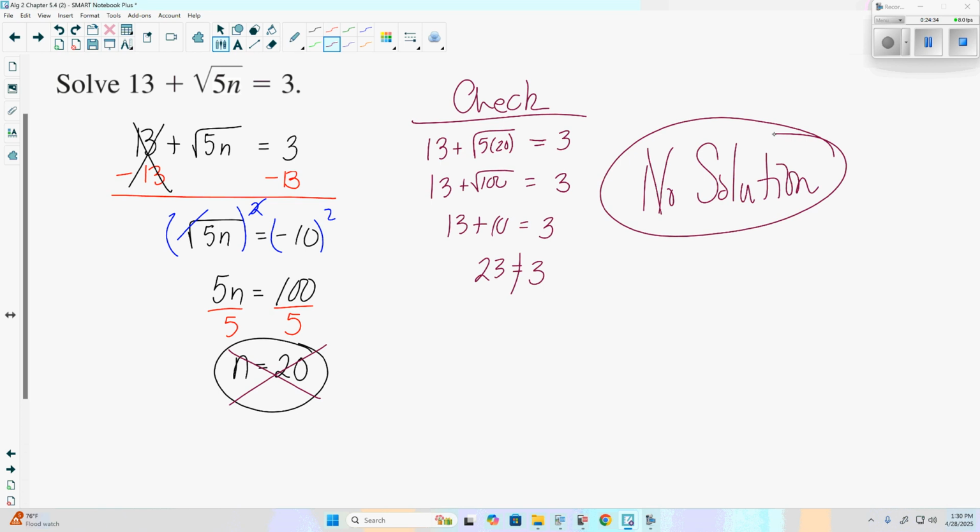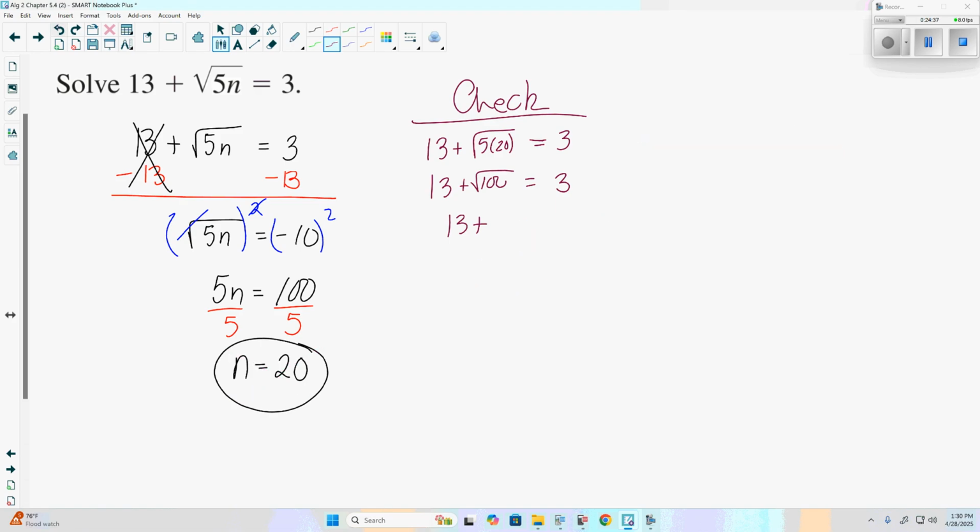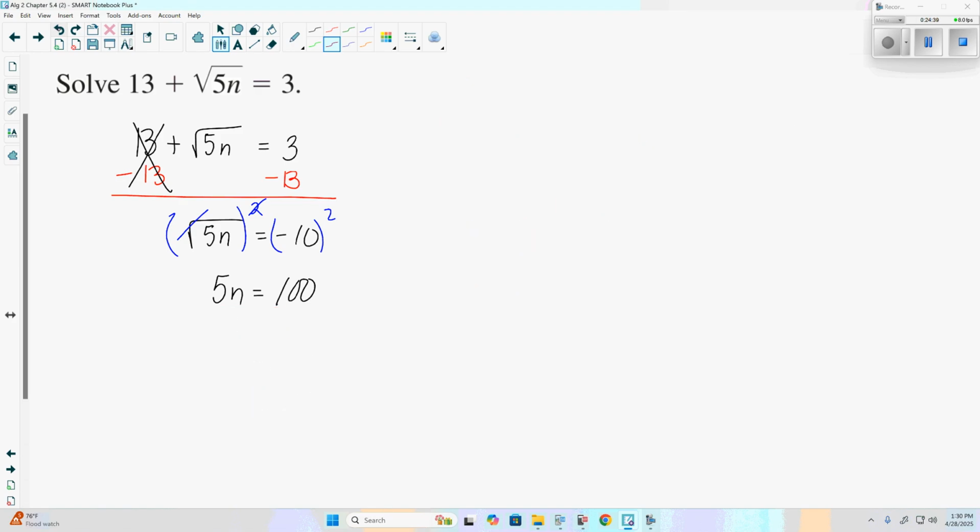Now there was kind of a giveaway that this wasn't going to work. And it's at this point here. At this point, we have the radical completely by itself, and it's equal to a negative number. I cannot take a square root and get a negative. I cannot take the even root of a number and get a negative. It's just not going to work. I can take an odd root, the cubed root of a number, and get a negative. We cannot take the even root of a number and get a negative.